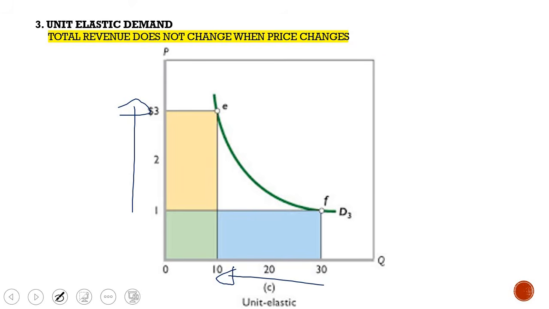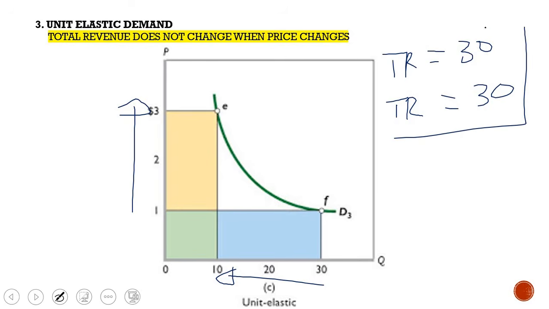But if you calculate your total revenue, so at point E, 3 times 10 is 30. And at point F, 1 times 30 is 30. So can you see that your total revenue stayed the same when your price changed? So here there's no change.